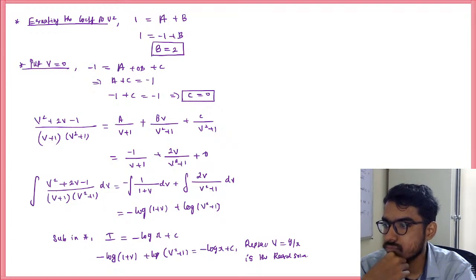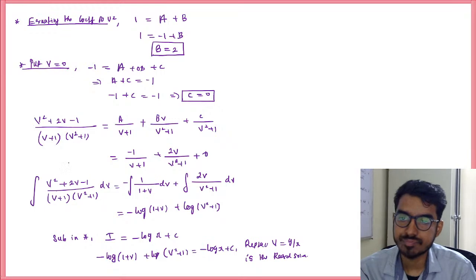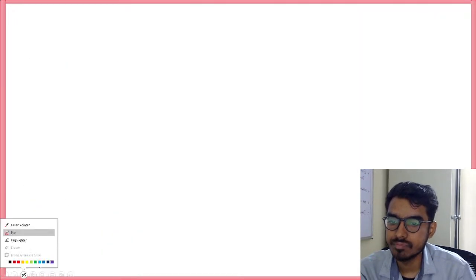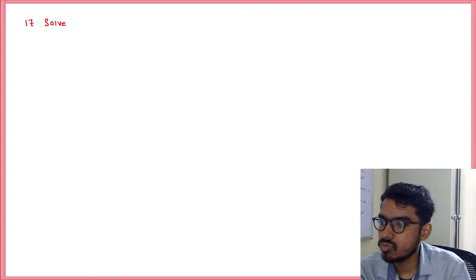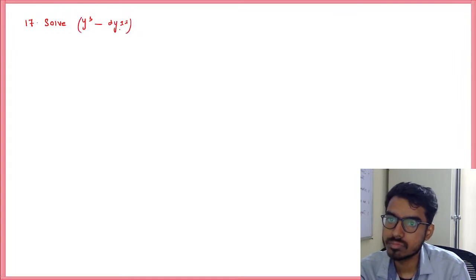On to the next problem. Solve y cube minus 2yx square dx plus 2xy square minus x cube dy equal to 0.